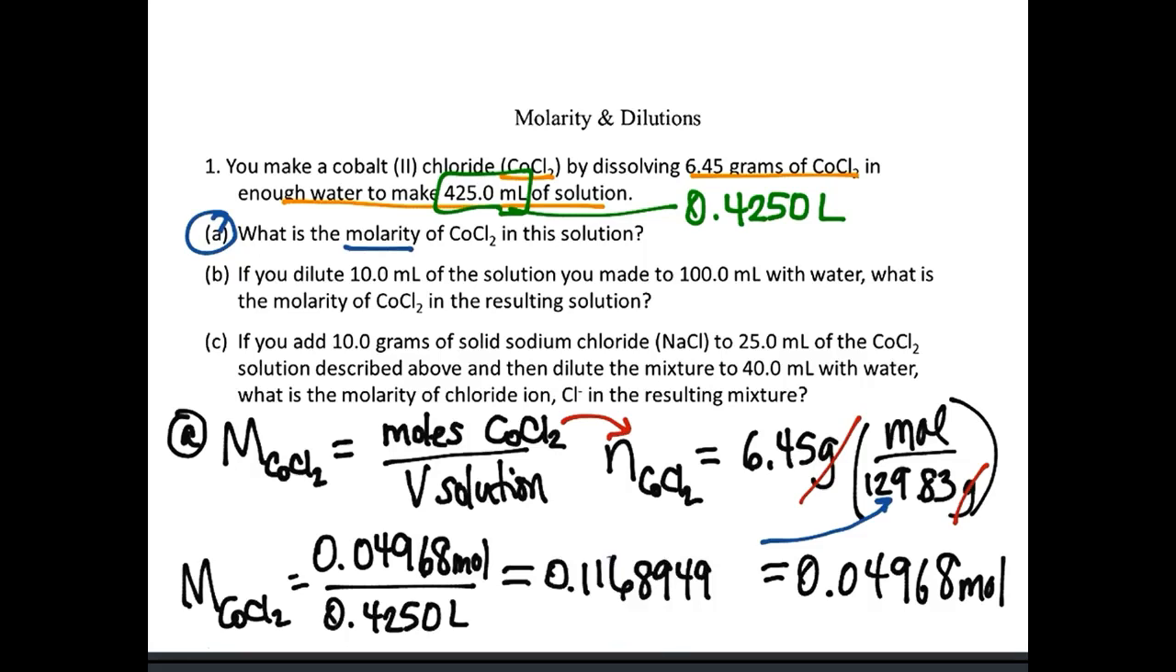And then our answer is 0.11688949, which is going to round to 3 significant digits because the 6.45 grams gives us 3 sig figs. So 0.117 molar, I'm going to circle that.